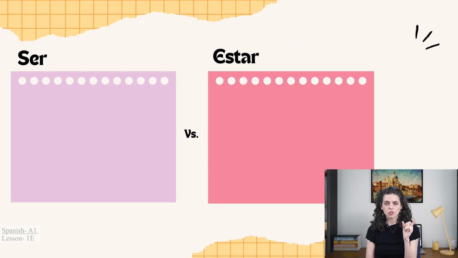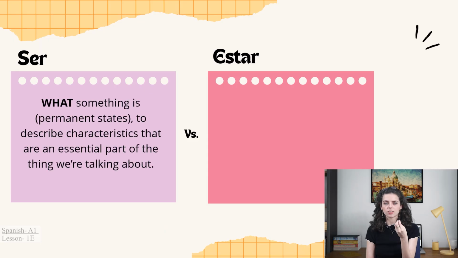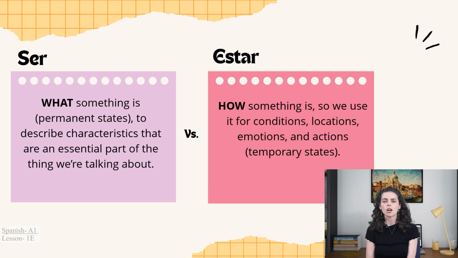Ser refers to what something is. It's for permanent states. It is used to describe characteristics that are an essential part of the thing that we're talking about. So, I'm a person. Soy una persona. On the other hand, estar refers to how something is. So we use it for conditions, for locations, emotions, and actions or temporary states.